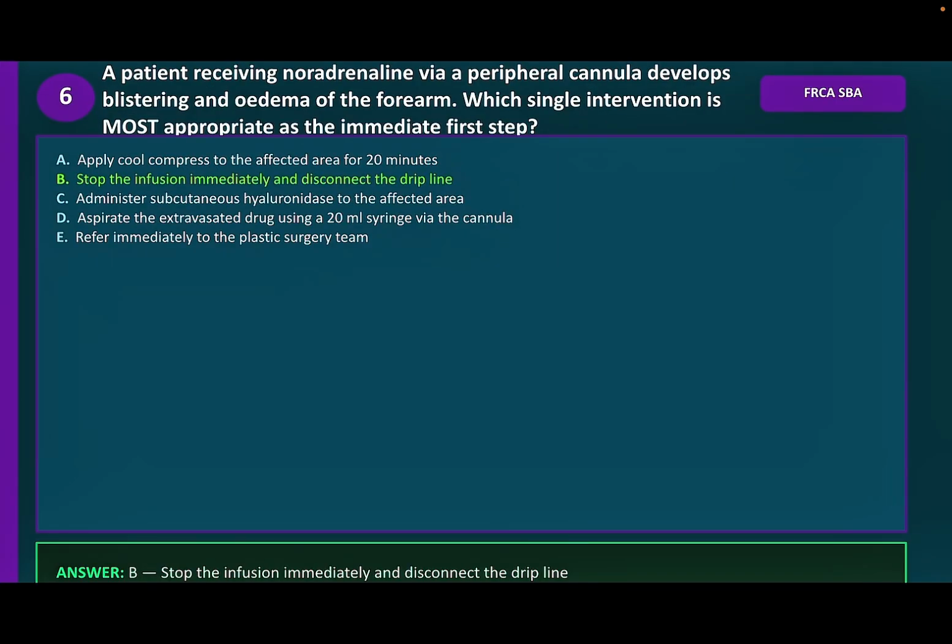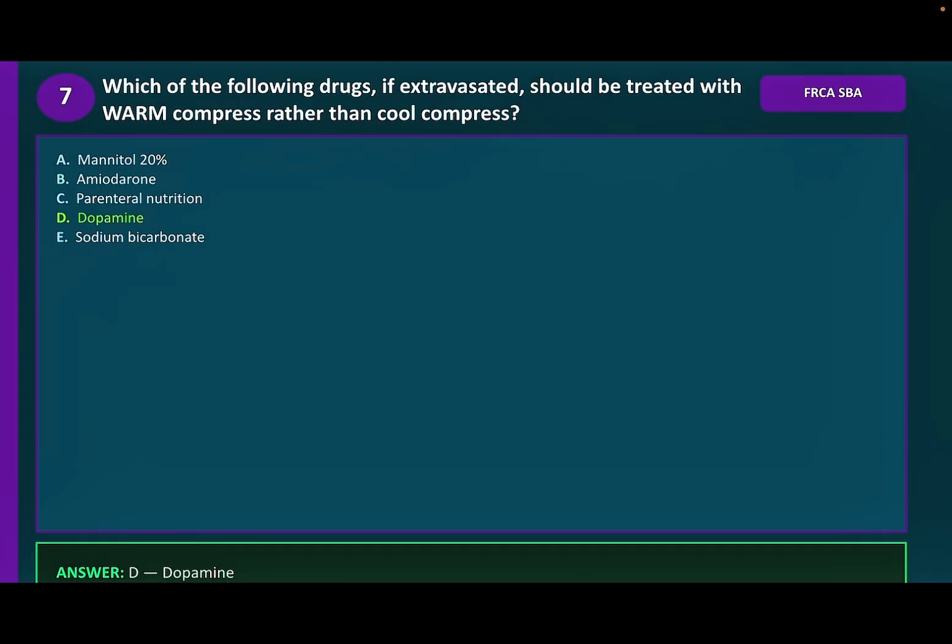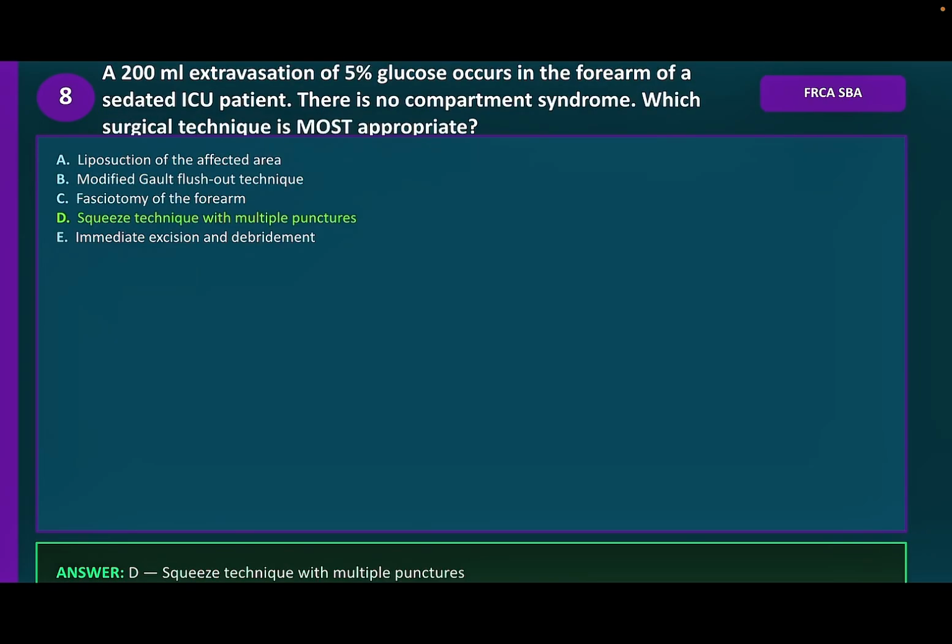These are SBA questions. Again, I have given the answers, so you can go through the questions and find the answers. This is another SBA question.